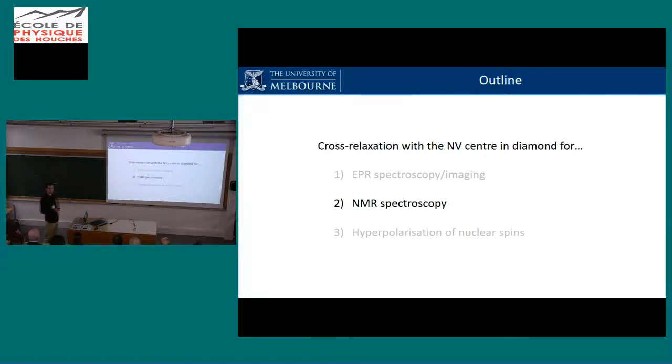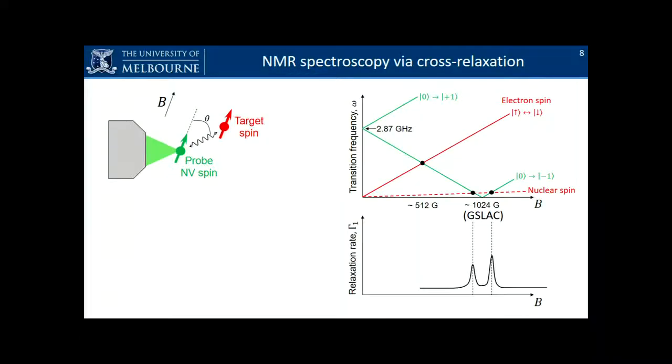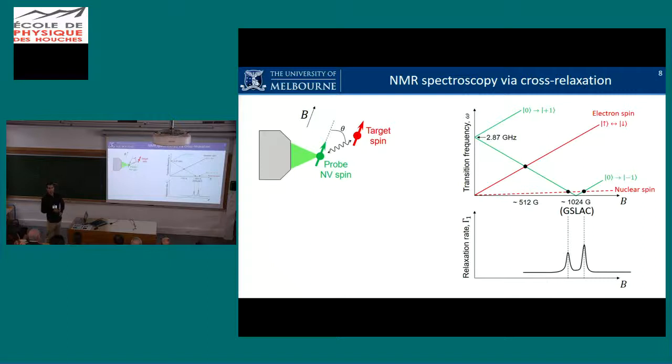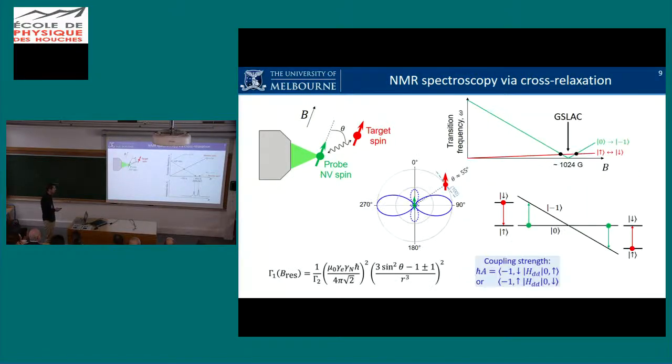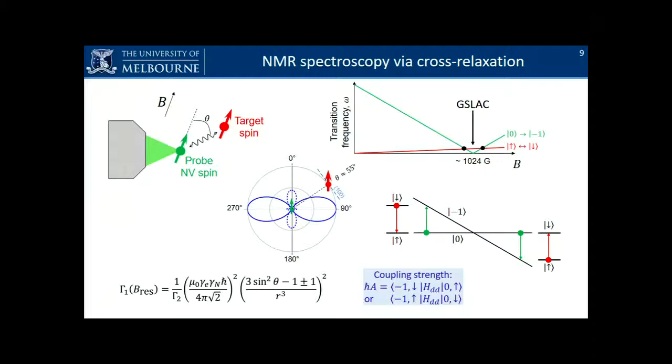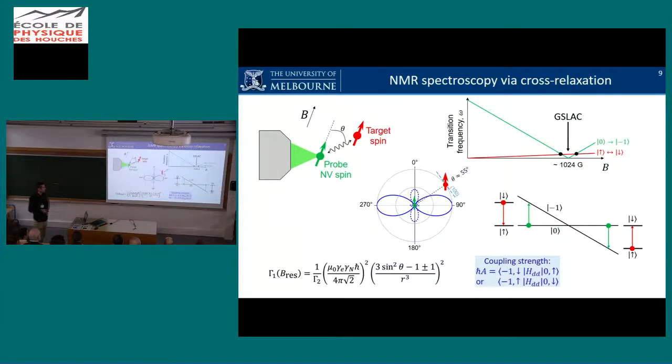One question we asked ourselves a couple of years ago was, can we use the same concept to do NMR? There are a few complications in doing that. One, of course, is that the gyromagnetic ratio is much smaller for nuclear spins, which means weaker interaction. The other is that the resonances are going to occur near the ground state level anti-crossing, at 1024 Gauss, which brings some complications. So you expect two resonances now instead of just one as for electrons, one before and one after the GSLAC. And those two resonances have different angular dependencies.